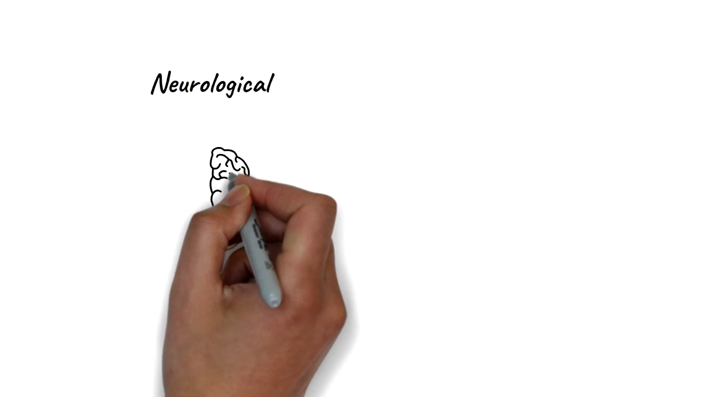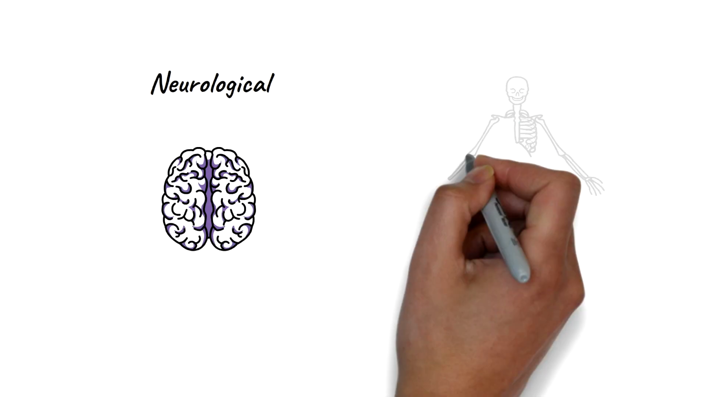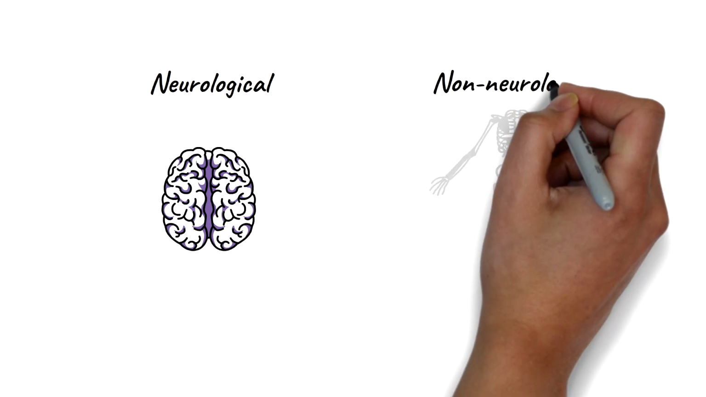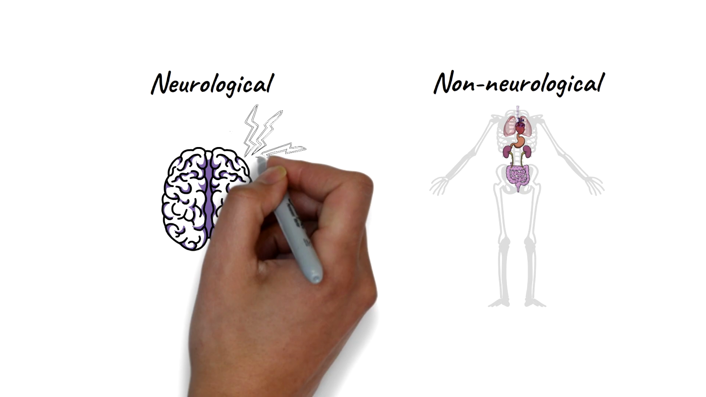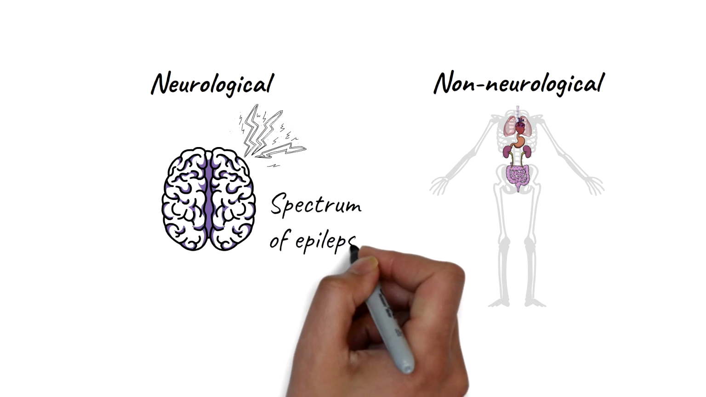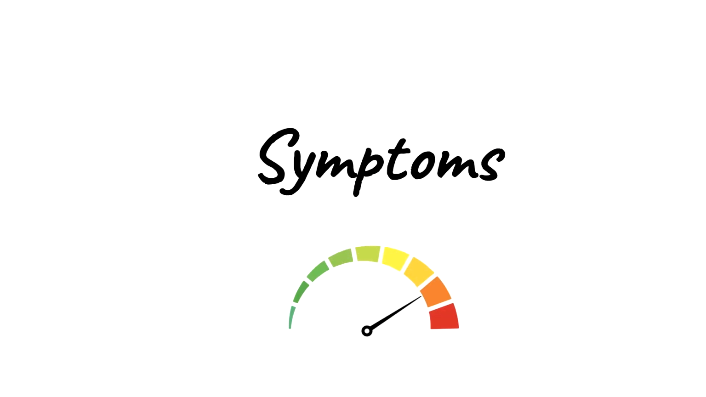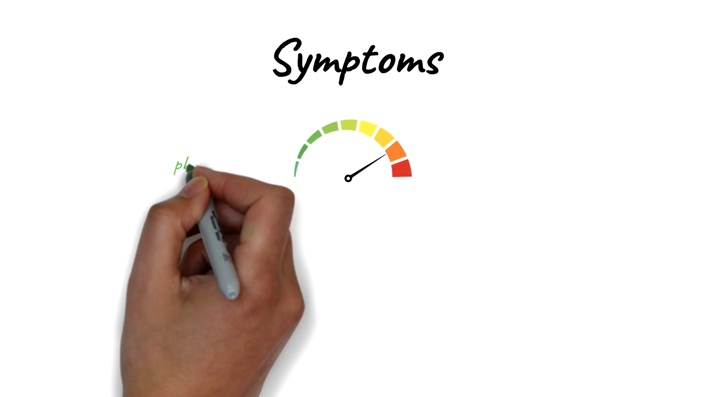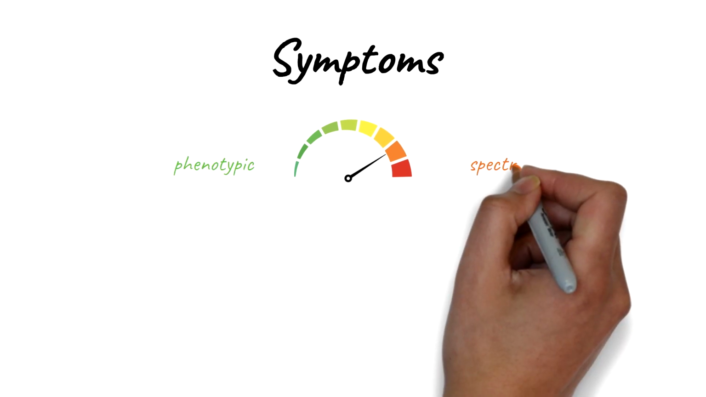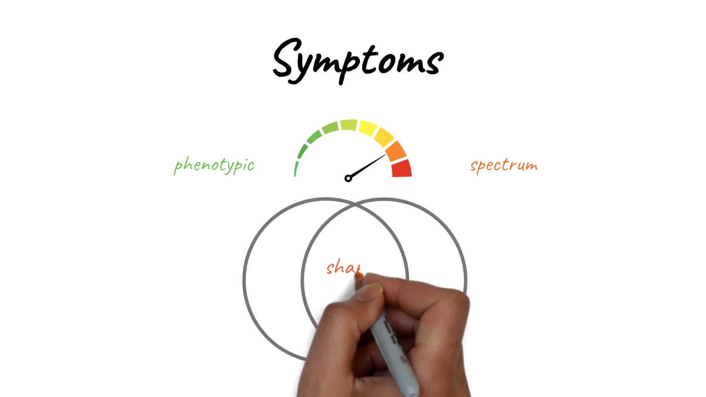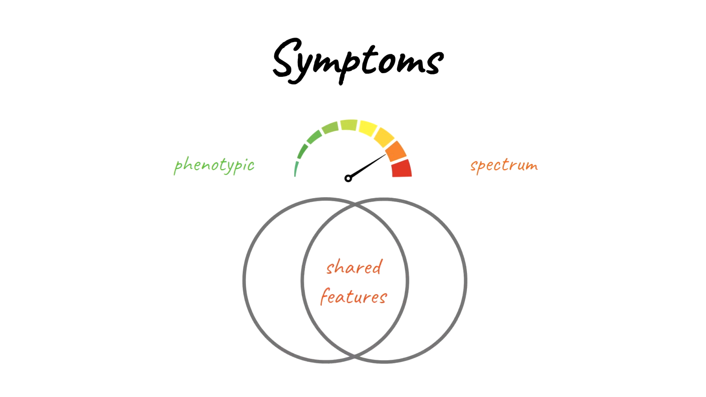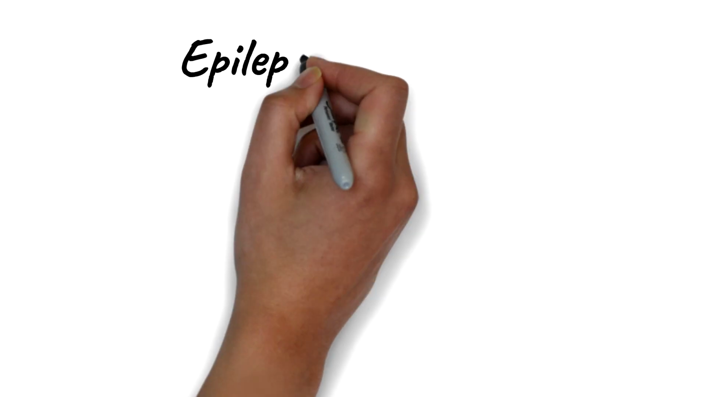Pathogenic, meaning disease-causing variants in the SCN genes encoding voltage-gated sodium channels have been identified in individuals with multiple neurological and non-neurological comorbidities and a spectrum of epilepsy types. Researchers have compiled a list of common symptoms seen in most patients in varying severity. The phenotypic spectrum of SCN-related neurodevelopmental disorders comprises a few features that are shared by a large number of patients, for example, epilepsy and seizures.